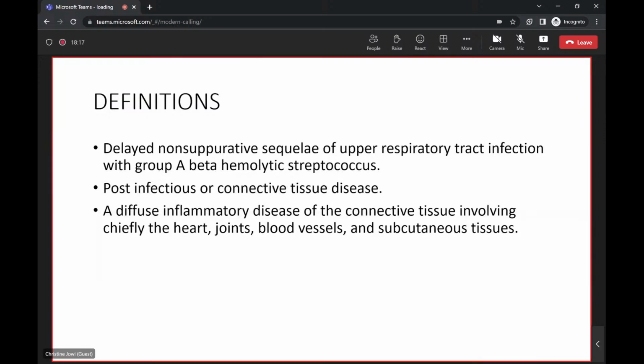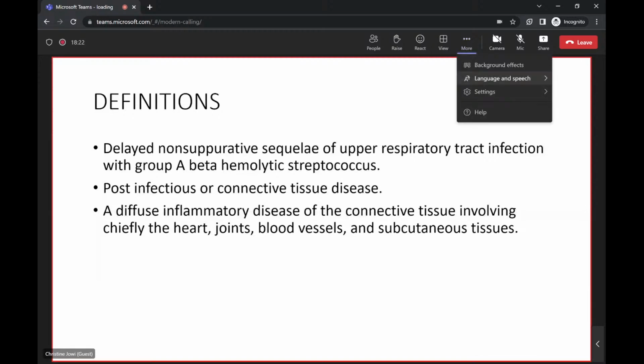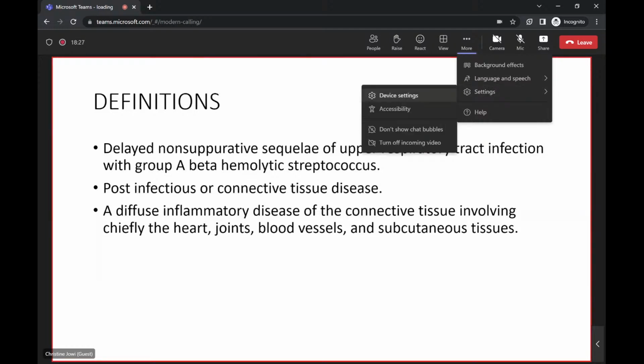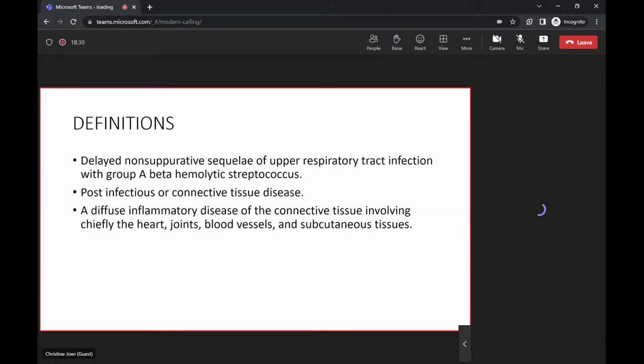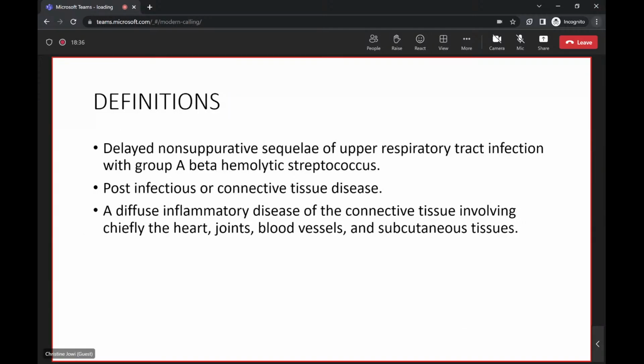And as it said, rheumatic fever is a non-suppurative sequela of a sore throat that was not treated, of an upper respiratory tract infection due to beta hemolytic streptococcus, which was not handled well. You don't get it at the same time you have the sore throat, but you get it after. So it is a post-infectious condition, and it is not infectious. I can't just transfer my rheumatic fever to you.